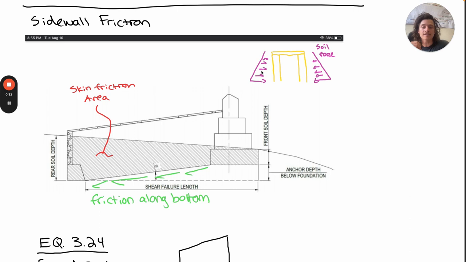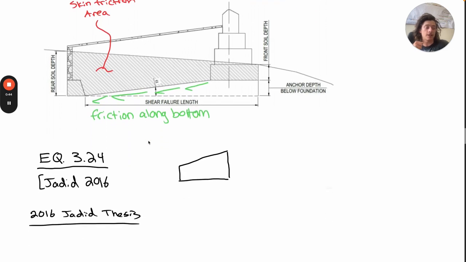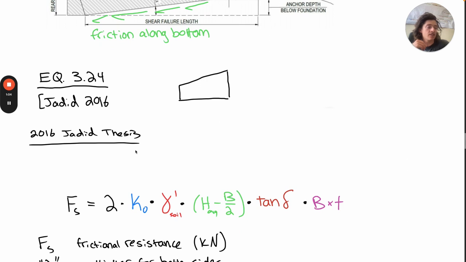It's a bit more complex than just taking the active force from the soil wedges and multiplying by the coefficient of friction. Instead, we will use equation 3.24 from a thesis from 2016 that I've attached, and we can apply this equation to each side of the abutment acting as one large block in general. I'll break down this equation by each term.